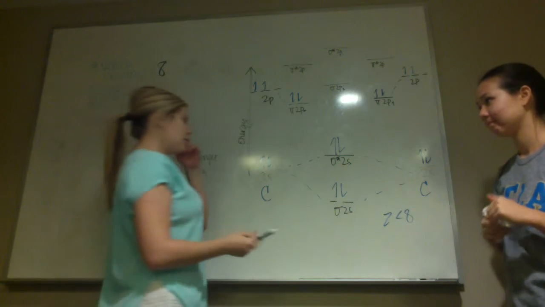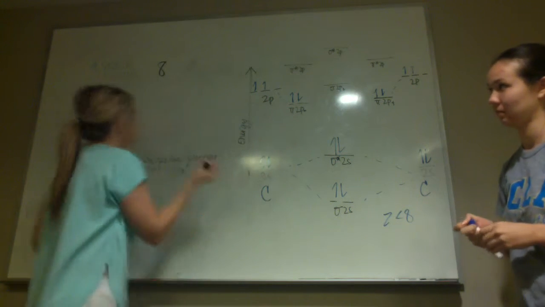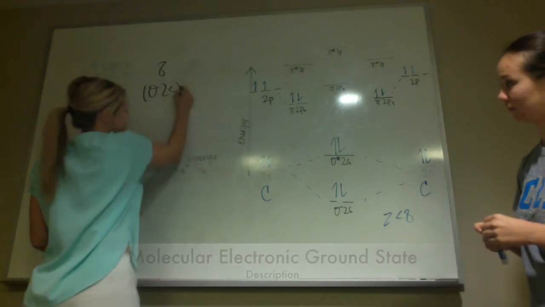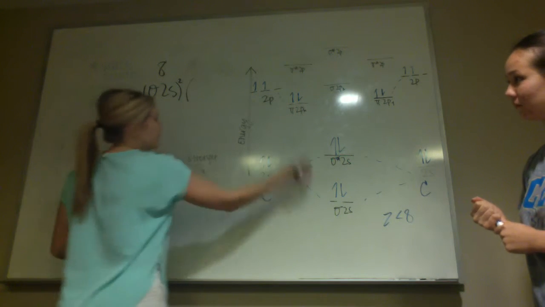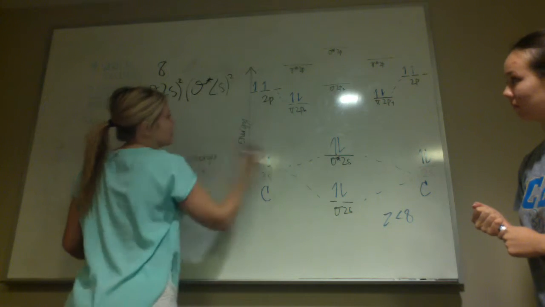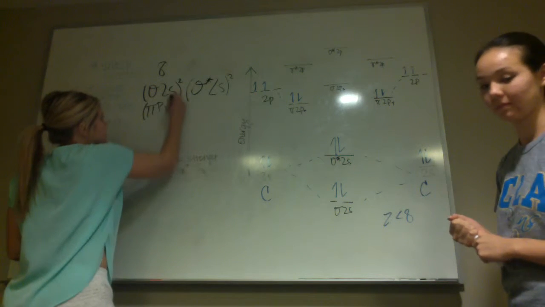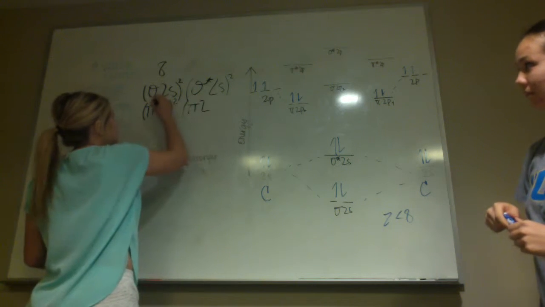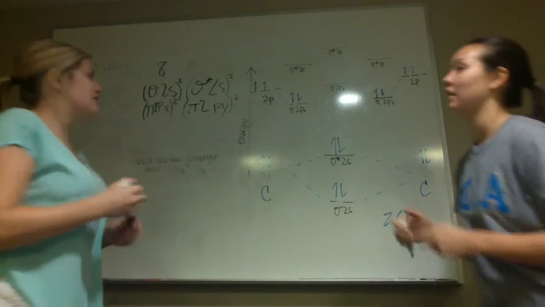And that's basically where we just go in order from the lowest energy up to the highest energy filled. So we're going to start out with sigma 2s, and there's 2 electrons there. So we're going to put a little exponent of 2. And then we go up to the sigma star 2s2, and then we'll move up to the pi 2px. There's 2 electrons there, and pi 2py2. So that's the molecular electronic ground state of C2.